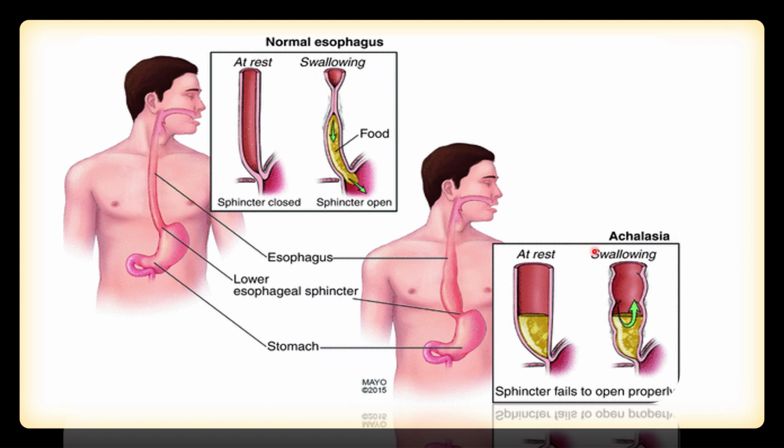What happens in achalasia? At rest the sphincter is closed, and also during swallowing, or when the food reaches it, the sphincter fails to open properly. So the basic pathophysiology here is the failure of relaxation of the lower esophageal sphincter.